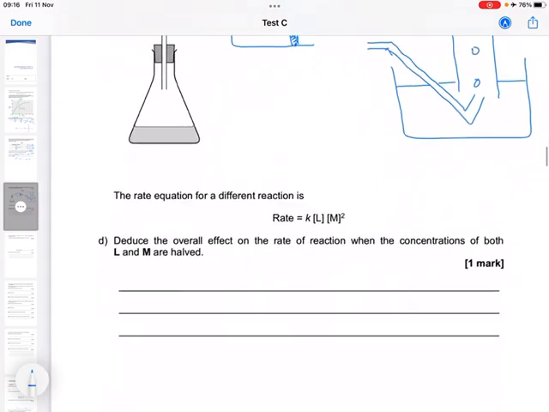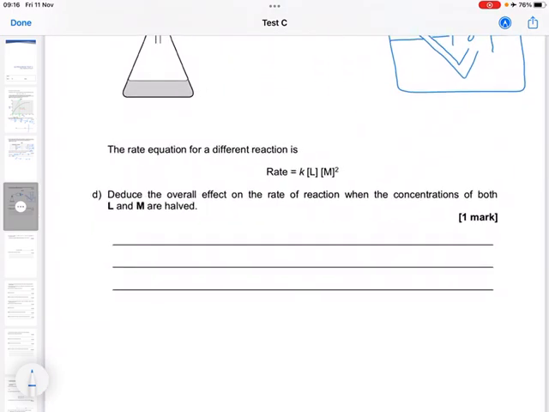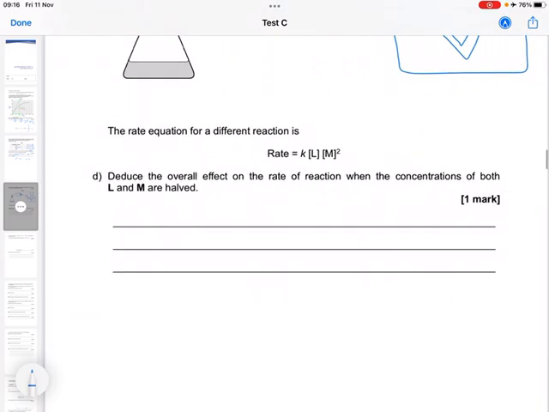Okay, D. Deduce the overall effect on the rate of reaction when the concentrations of both L and M are halved. So it's a half times a half squared. A half squared is a quarter, and half of a quarter is 1/8. So that means the rate has gone down by a factor of 8, or multiplied by an eighth.